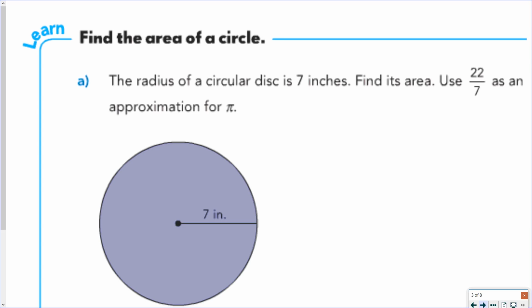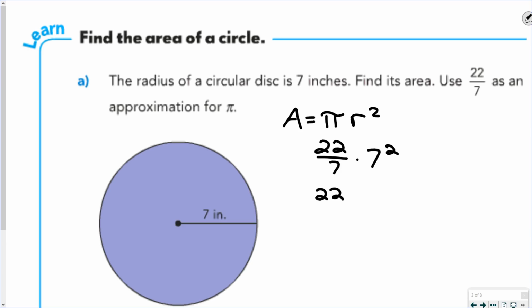So in our first example here, the radius of a circular disc is 7 inches. Find its area. Use 22/7 as an approximation for pi. So area equals pi r squared. So we're using 22/7 as an approximation for pi, so we'll take out our pi symbol and put in 22/7. We're going to multiply that by our radius squared. And it says our radius is 7 inches. So we'll take 7 squared.